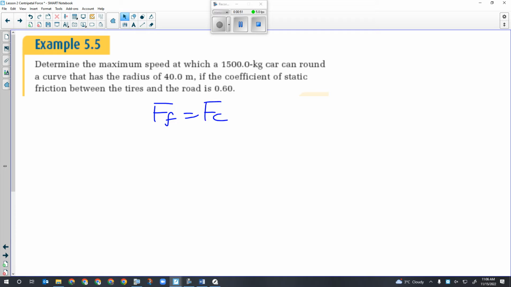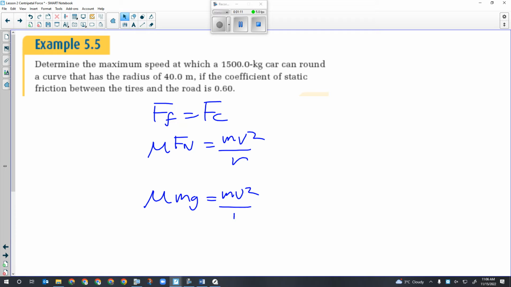That's kind of our first thing. We know the mass of the car, and we know the radius of the corner, and we know the coefficient of friction. So if I'm setting this up, I'm going to have mu times the normal force equals mv squared over r. That means mu times the force of gravity equals mv squared over r, because this is an unbanked corner where normal force and gravity are equal. Everyone all right with that?